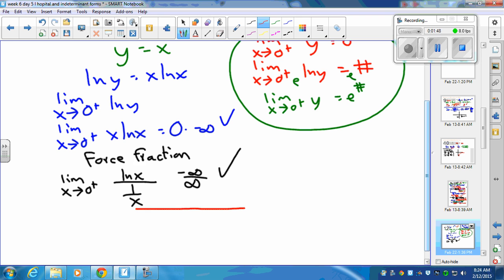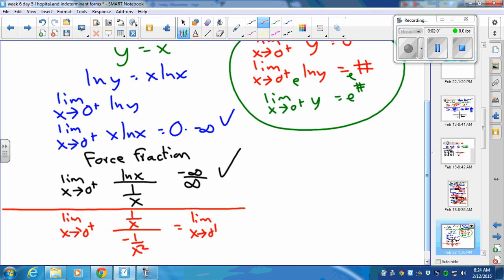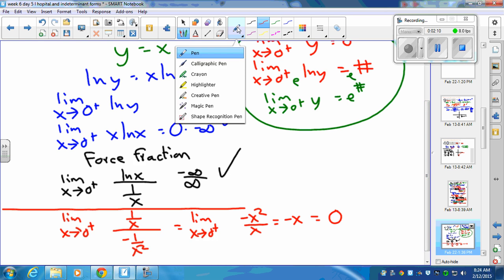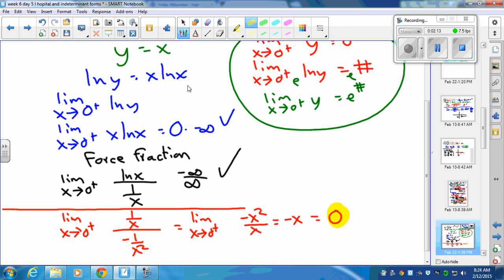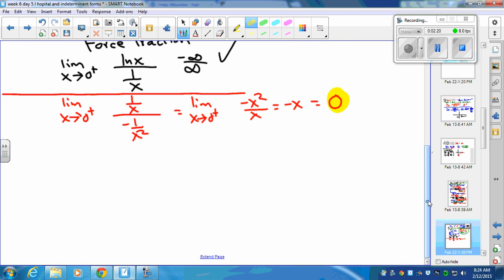So now we can take derivatives of top and bottom. Get 1 over x all over negative 1 over x squared. Before you try to analyze that, I would rewrite the fraction. And I get negative x squared over x, which is negative x, which is 0. Now, remember, that 0 that I got, that's the number part. So that is for the ln of y version. So we're going to e it back out.